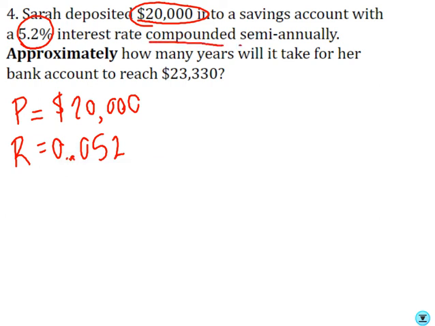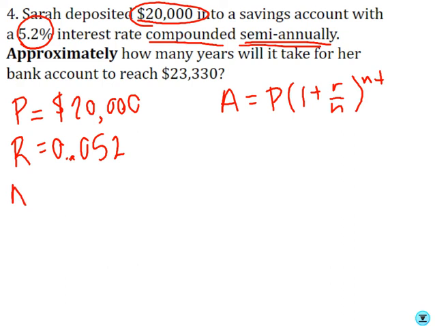Compounded semi-annually. That automatically tells me I'm going to use the PERT... formula, and that is what we call this one. It would be plus or minus. And in this case, we see that we're going to go from 20,000 to 23,330. So it will be 1 plus r over n for the nt. Okay, so let's keep reading.